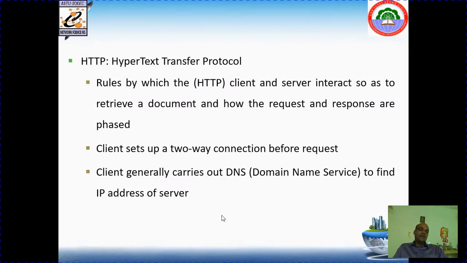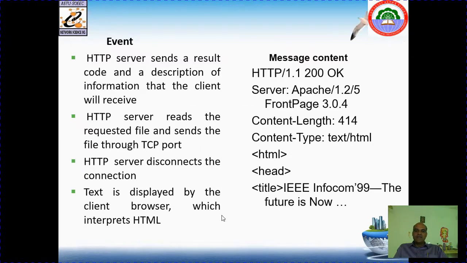Some examples of how HTTP works. It will set up the connection when the request is made. Generally, it uses the domain name service to find the IP address. When we give the address, HTTP is responsible for hypertext transfer. Whatever hypertext we are giving will be transmitted by this protocol. So this is the message content. When we browse, this content will be added.